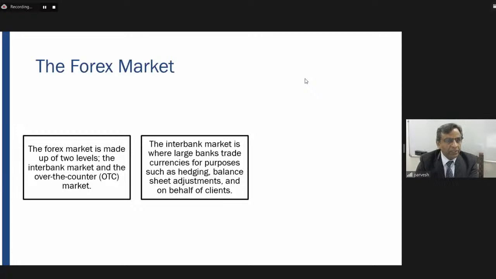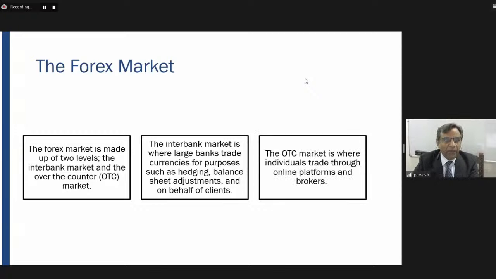So the interbank market is basically a wholesale market where the transactions happen among the banks themselves, and they either do it on their own account or on behalf of clients. And then finally, the other section of the market is the OTC market, where individuals trade through online platforms. We have brokerage firms. They provide us online platforms to enter into a trade for buying and selling currencies.